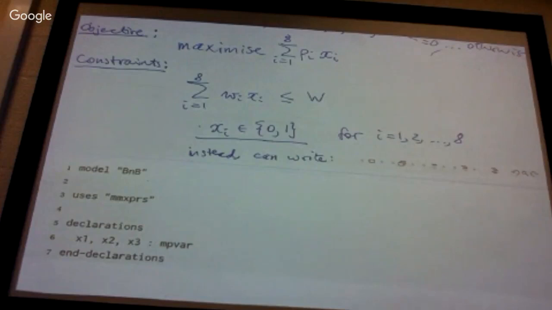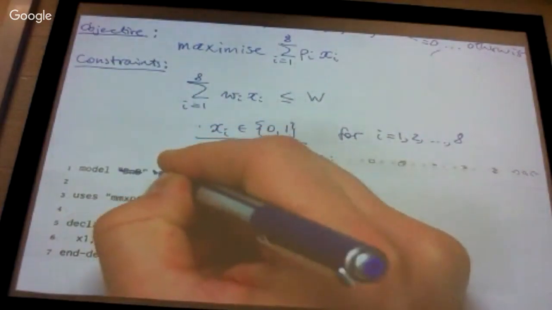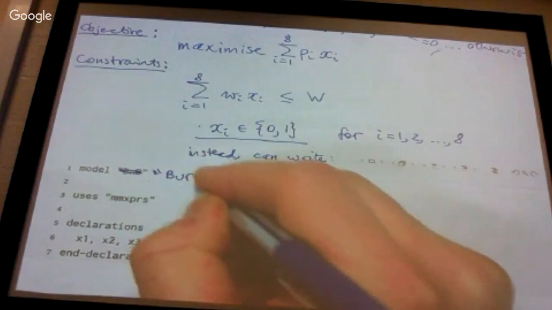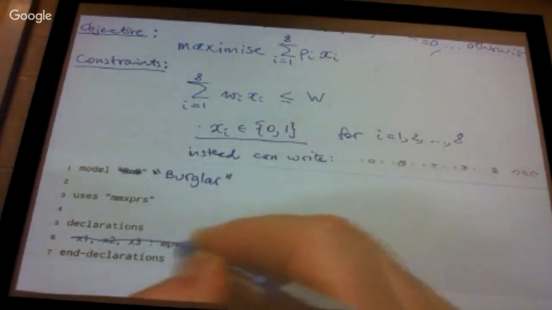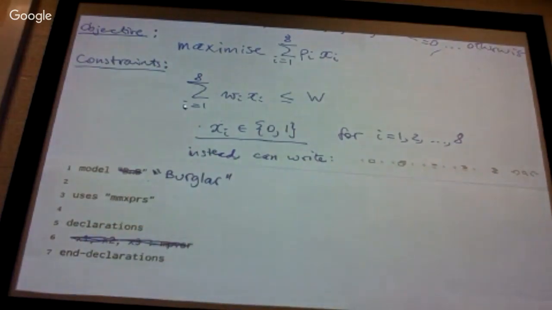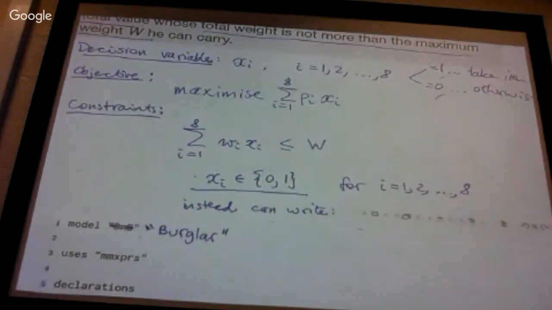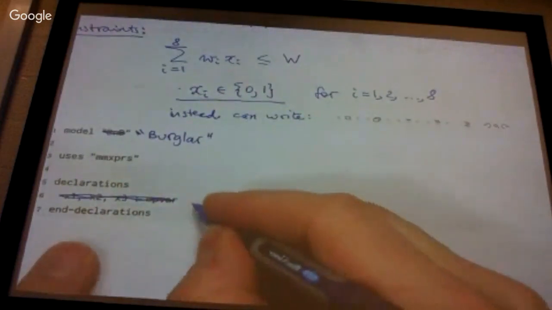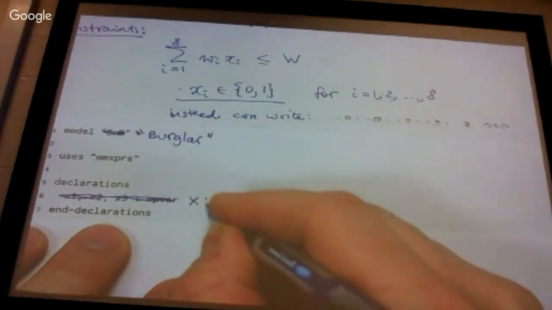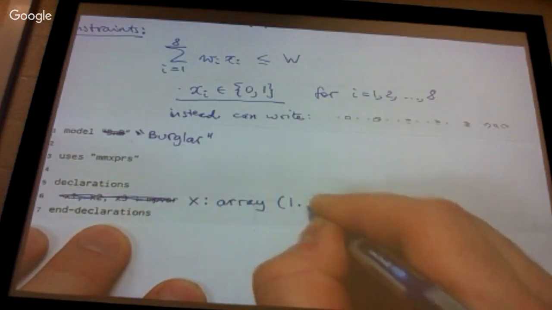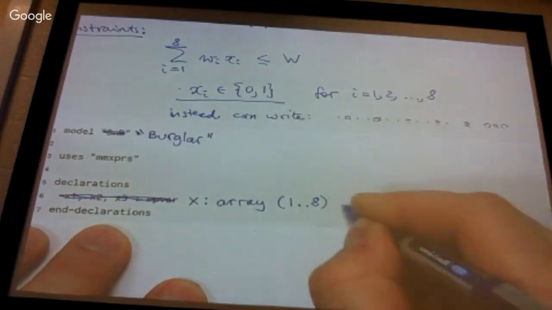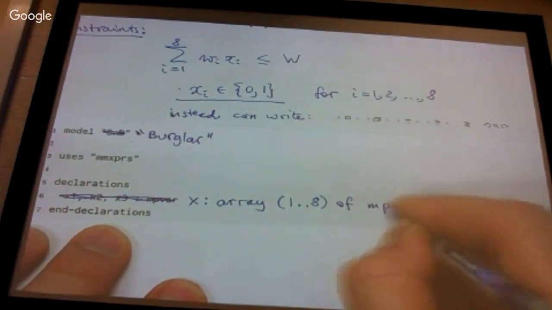Okay, so how would one solve that problem in Mosel? Well, you have to say what the decision variables are. What are the decision variables? X1 to X8. The best way, of course, is to put them into an array. So you would say X is an array 1 to 8 of mpvar.